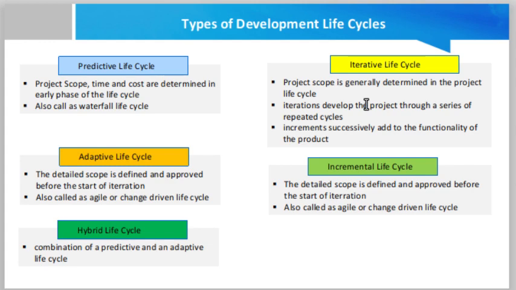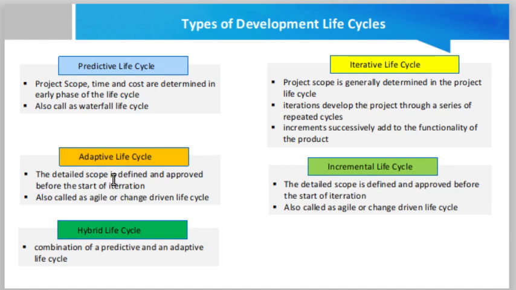Next is the iterative life cycle. That means project scope is generally determined in the project life cycle. Iteration develops the project through a series of repeated cycles, and increments successively add to the functionality of the product. So basically, iterative means that we divide the project into iterations. It is not a sequential approach, it is the iterative approach, and with the passage of time and with each iteration, project gets more improved and gets more functionality added.